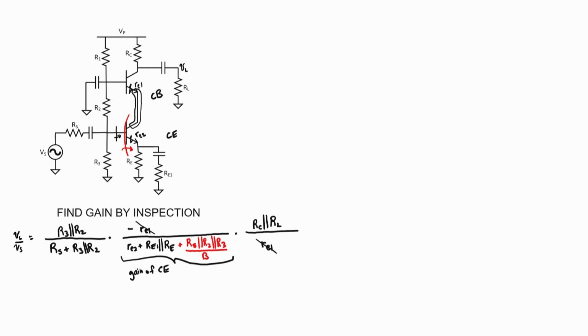RE1 cancels, so basically we have an input voltage divider times what we have attached to the collector divided by what we have attached to the emitter. It's almost like a single common emitter amplifier. Let's convince ourselves that this expression is correct by deriving it from the small signal model.